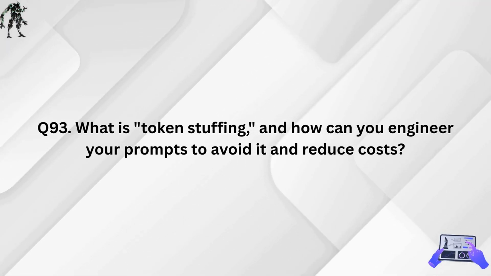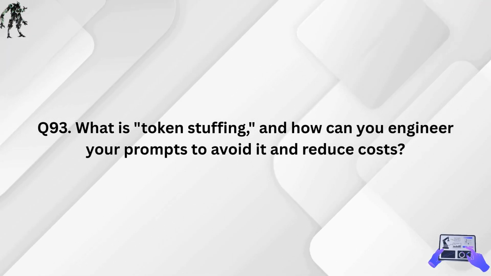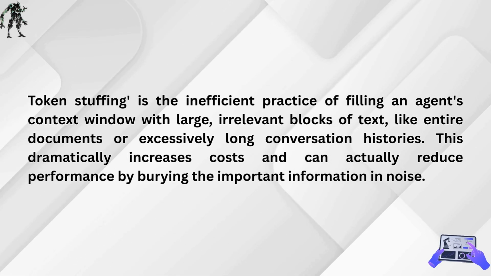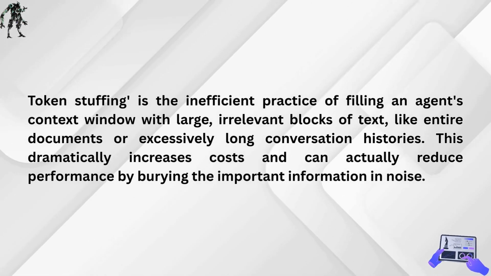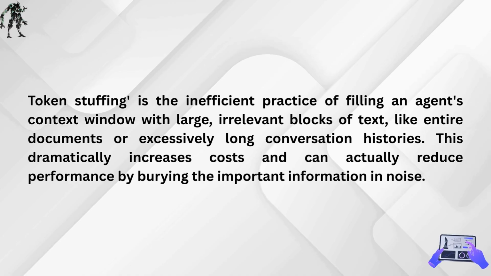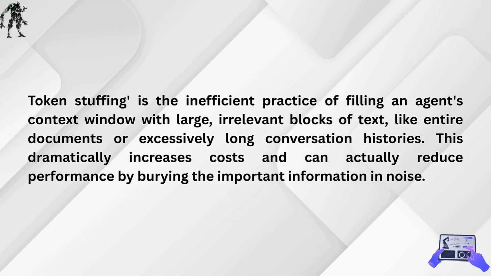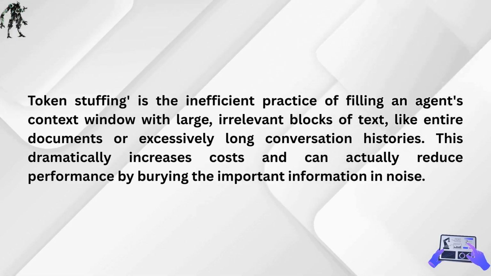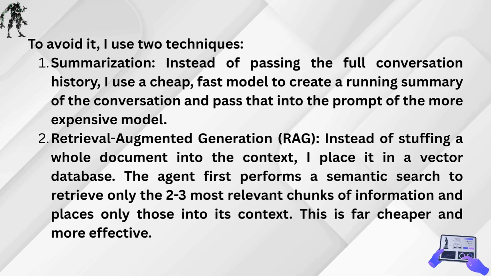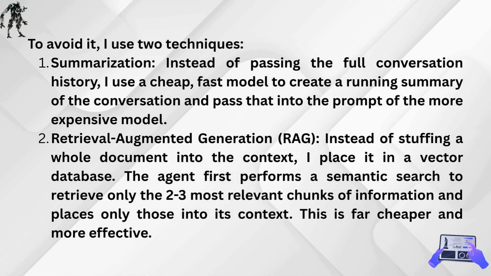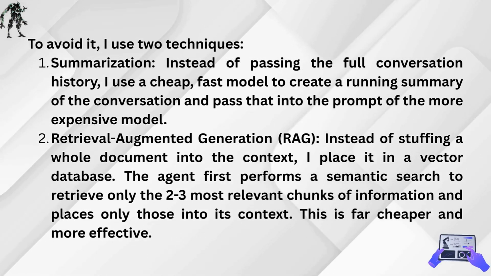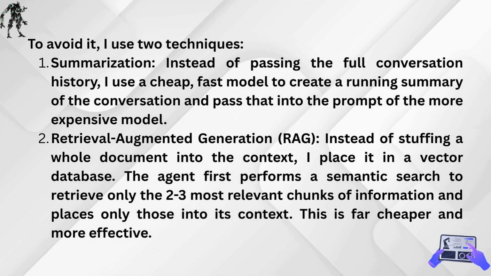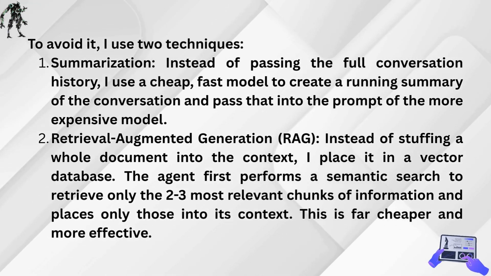What is token stuffing, and how can you engineer your prompts to avoid it and reduce costs? Token stuffing is the inefficient practice of filling an agent's context window with large, irrelevant blocks of text, like entire documents or excessively long conversation histories. This dramatically increases costs and can actually reduce performance by burying the important information in noise. To avoid it, I use two techniques. One, summarization. Instead of passing the full conversation history, I use a cheap, fast model to create a running summary of the conversation and pass that into the prompt of the more expensive model.